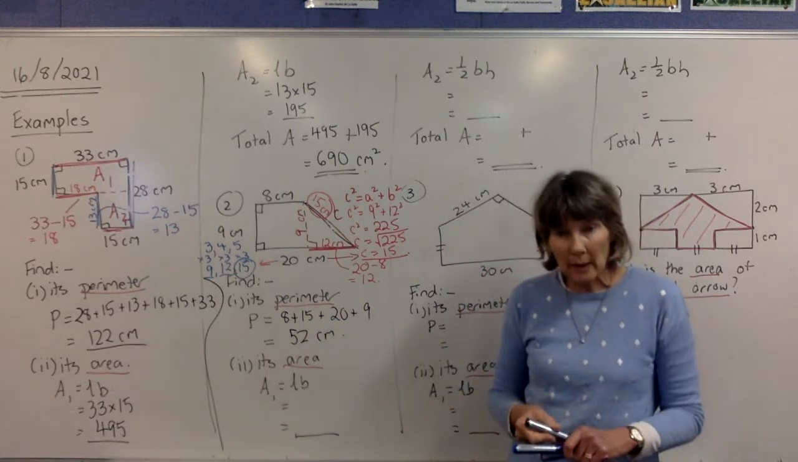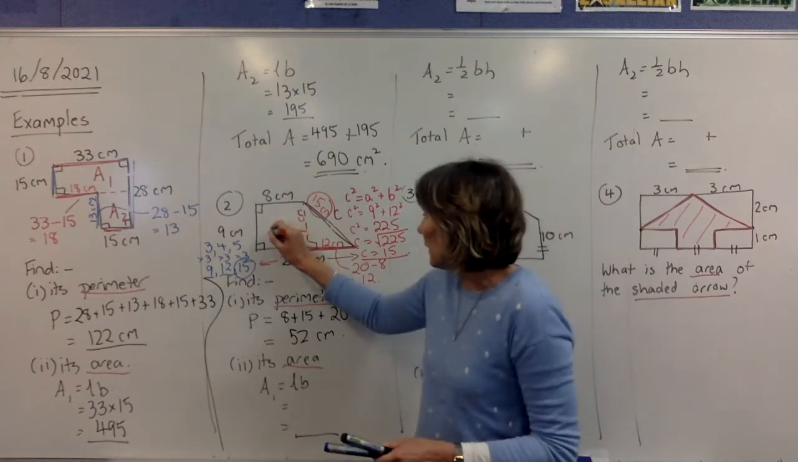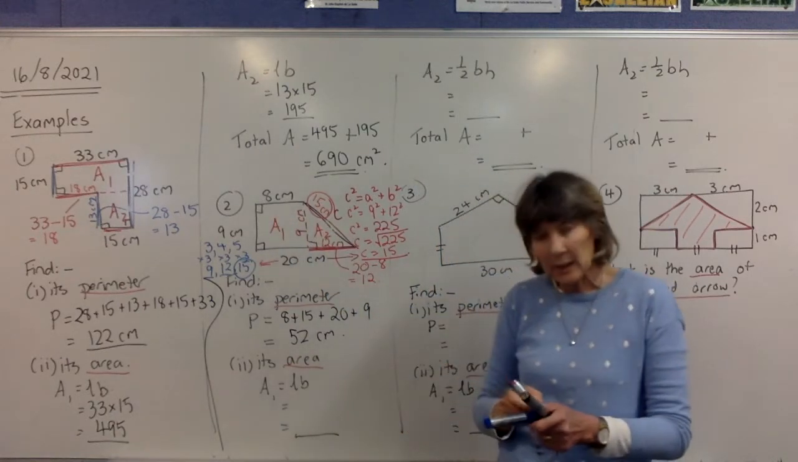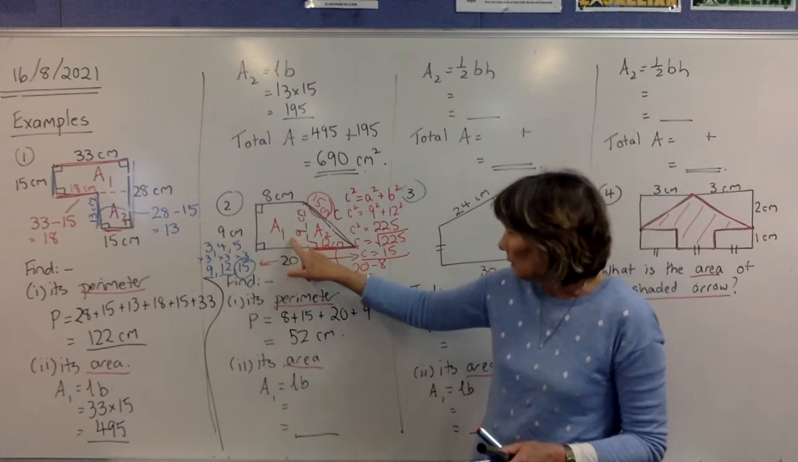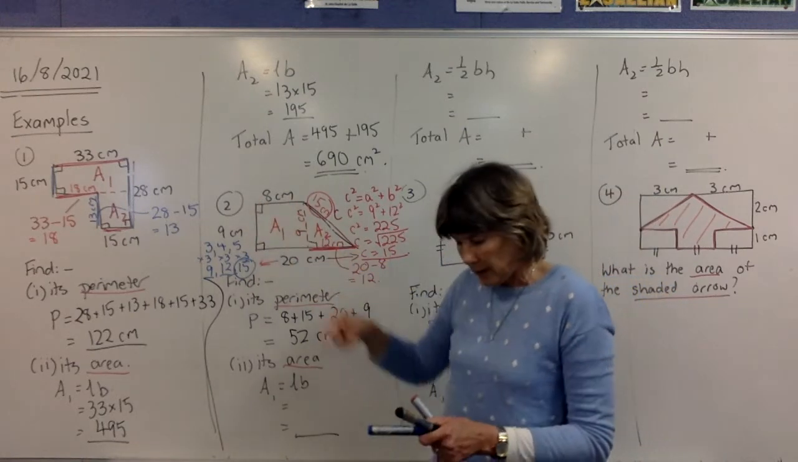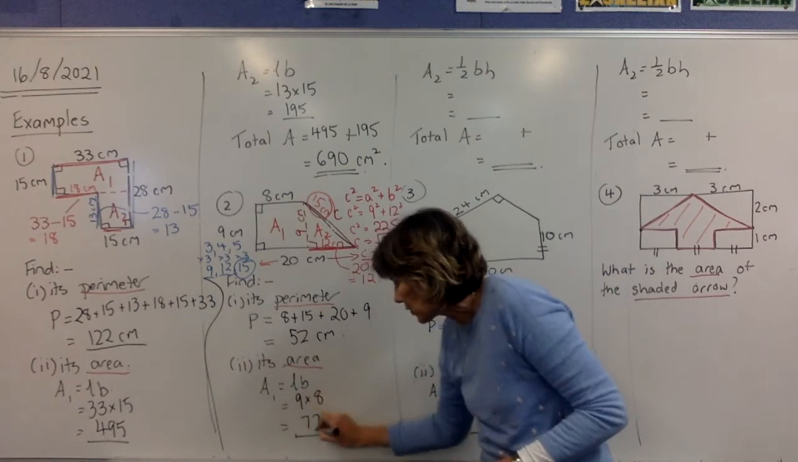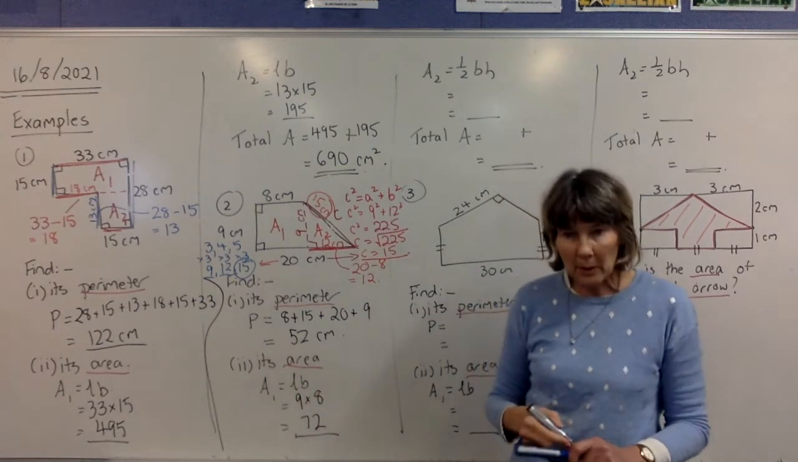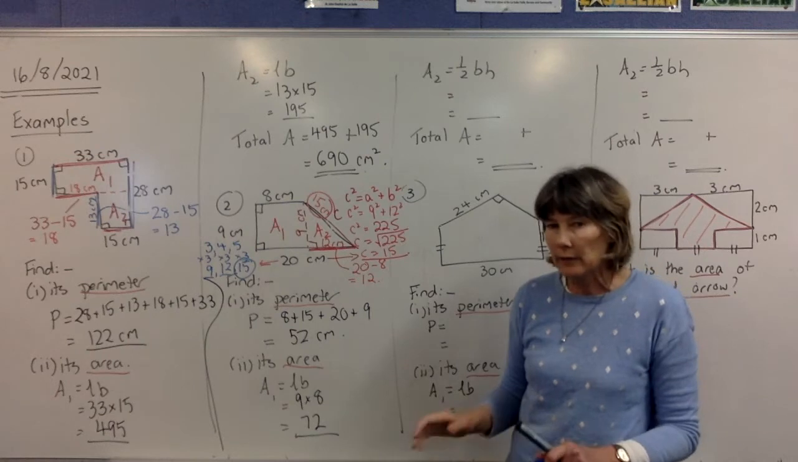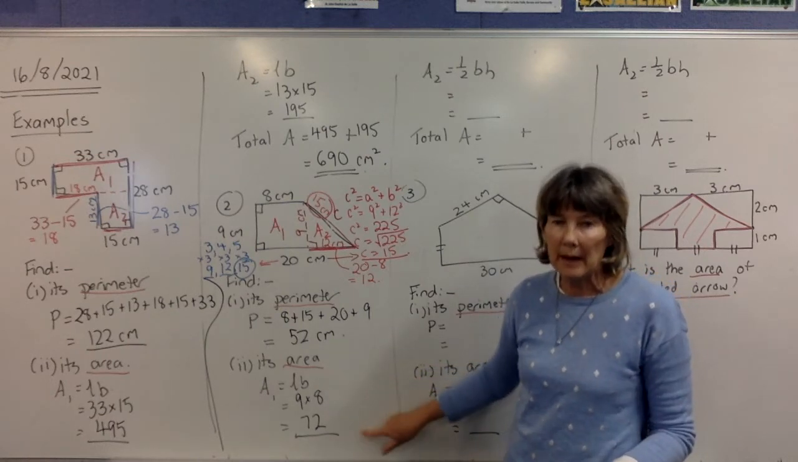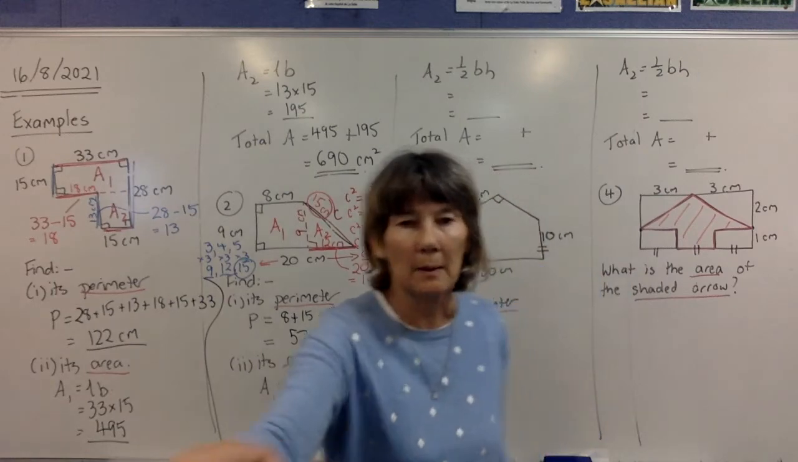Alright, now we're doing our area. So I'm going to call this one area 1, and this one area 2. So our rectangle is area 1. Length by breadth is 9 by 8. So you get 72 for that first one. I want everybody writing there, all the working down for these, no excuses. Formula, sub in, and answer. I want the formulas there.